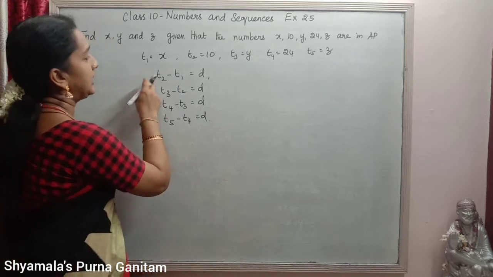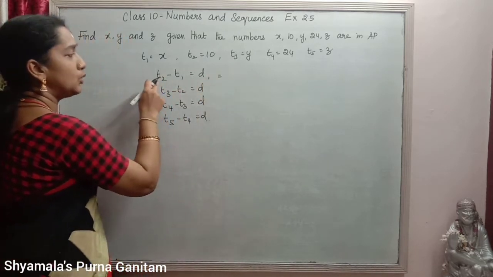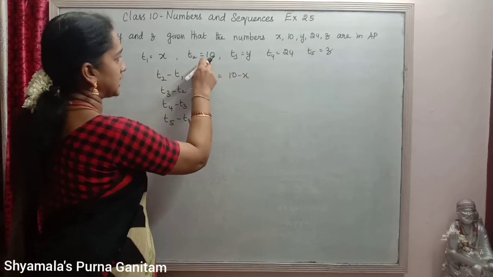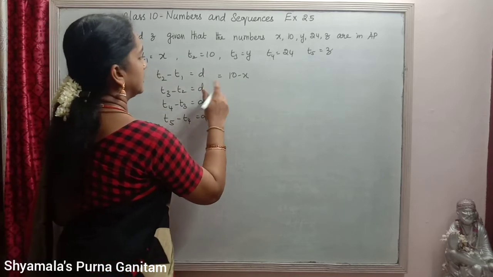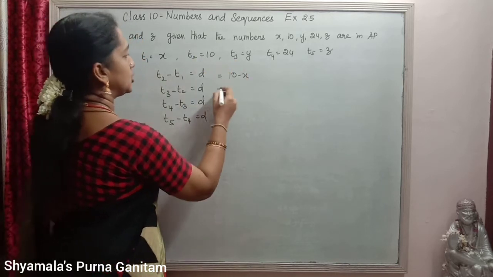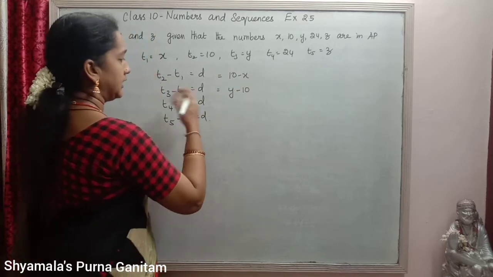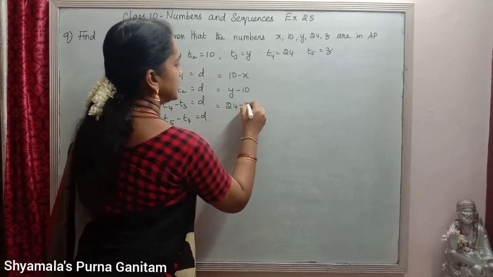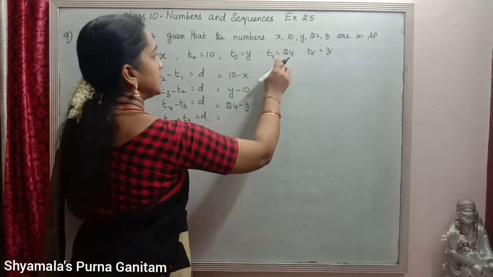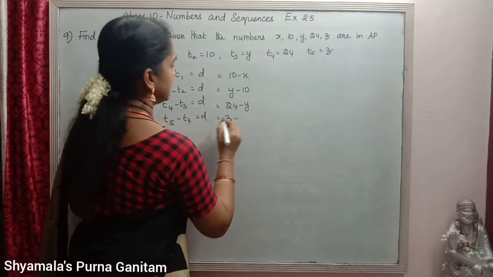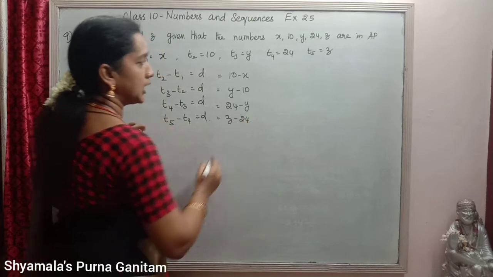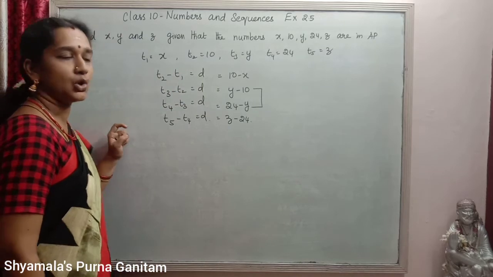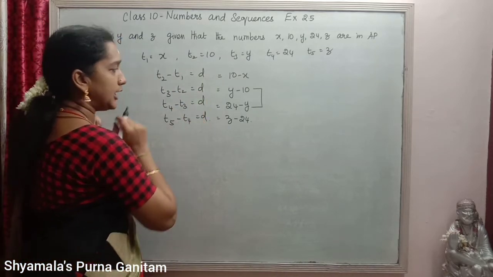So T2 minus T1 is 10 minus x. Then T3 minus T2 is y minus 10. Then T4 minus T3 is 24 minus y. Then T5 minus T4 is z minus 24. So now if we take these two terms, we can find the value of y. Both these are equal to d only.